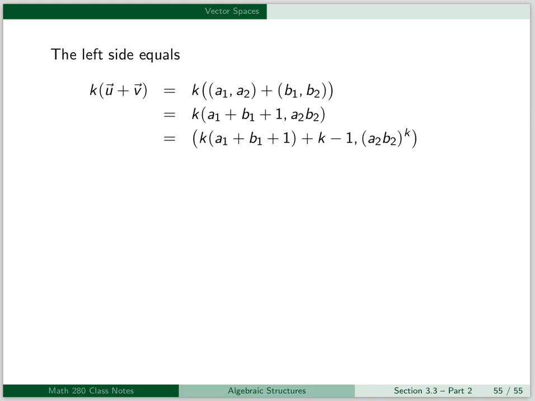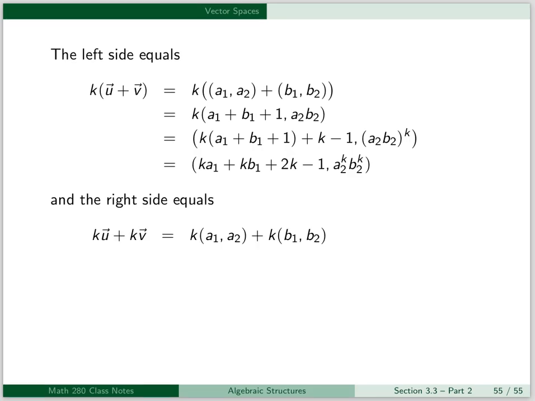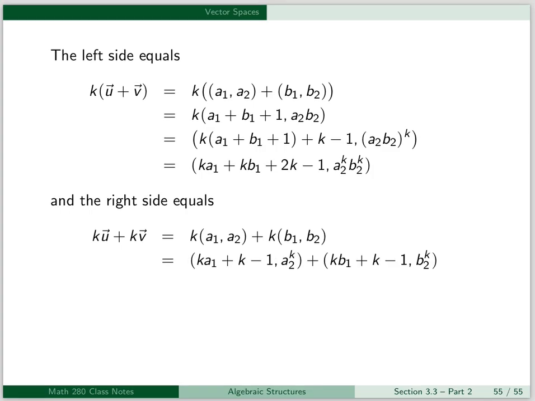And we can simplify this a little bit. This will be ka1 plus kb1 plus 2k minus 1 in the first component. And in the second component, this is a2 to the k times b2 to the k. And the right side, ku plus kv, will be ka1, a2 plus kb1, b2. So for the right side, we're going to do the scalar products first. And so the first one is ka1 plus k minus 1, a2 to the k power. And the second is kb1 plus k minus 1, b2 to the kth power.